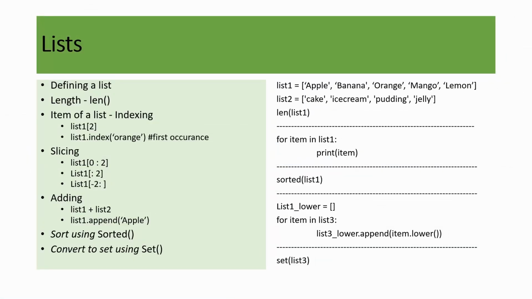Let's recapture what we learned today. First, we learned to define a list. When we are defining a list, we have to use square brackets. We can find the length of a list using the length function. A list has an indexing system and starts with 0. We can slice a list, we can add 2 lists together, and we can append elements to a list. We can use the sort function to sort a list. And using the set function, we can convert a list to a set.